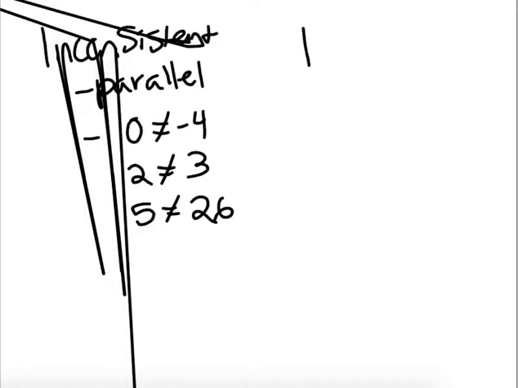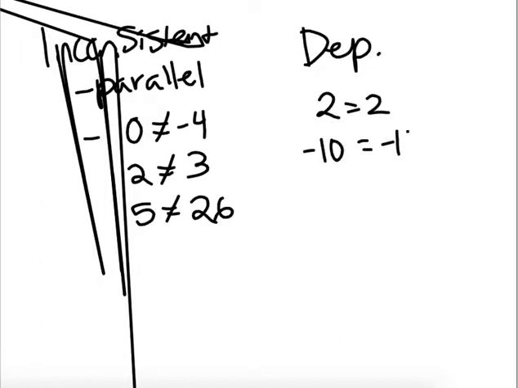With dependent systems, we are going to get solutions like 2 equals 2, or -10 is equal to -10, or x is equal to x, or even 10x is equal to 10x. We are going to get true statements, okay, that regardless of what number we put in for our variable will always be true. And these are our dependent. These are the same line.